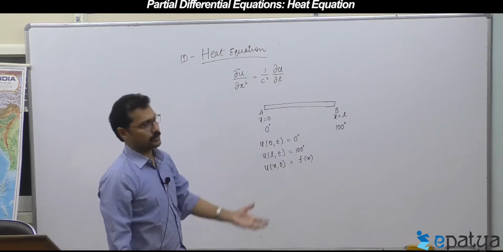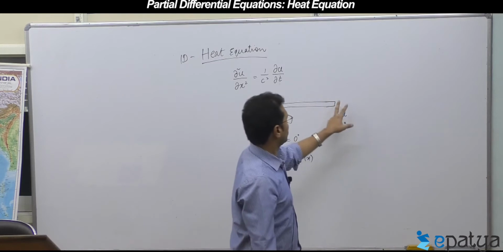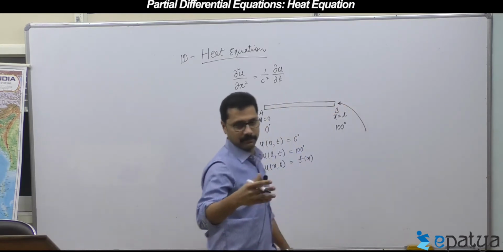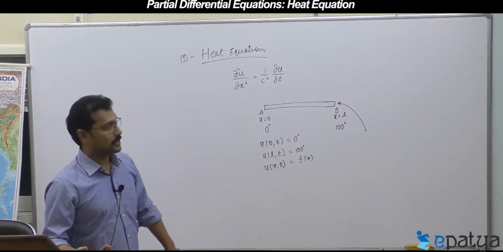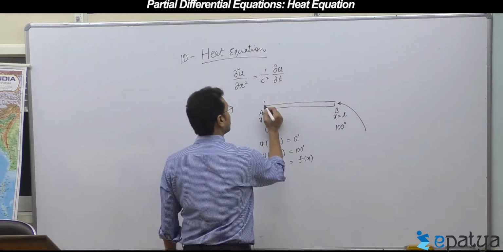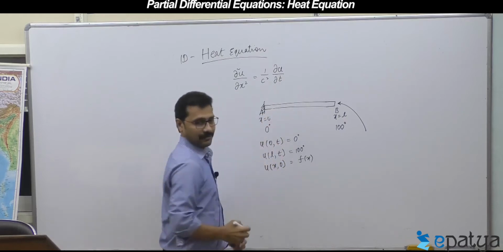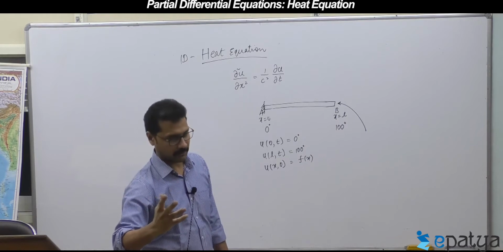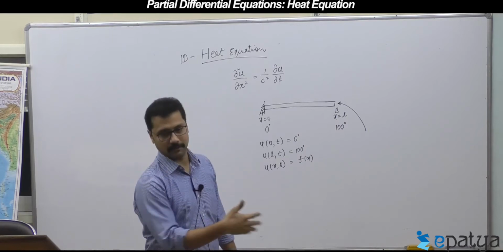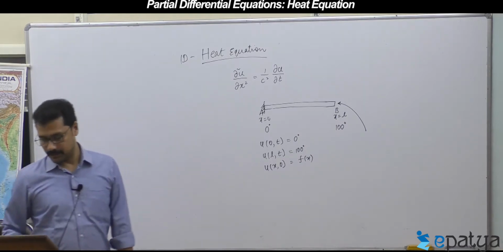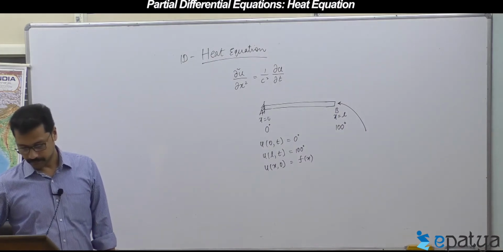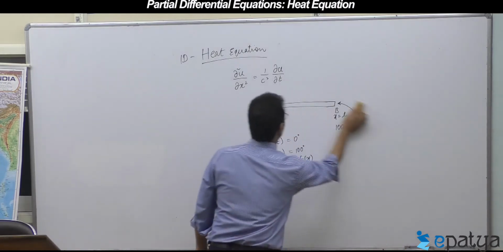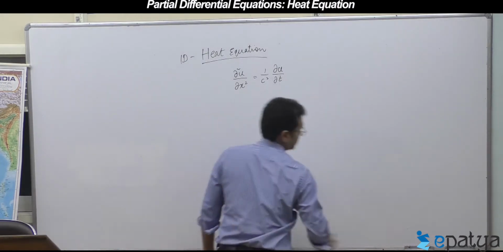Sometimes some kind of heat flux will also be supplied from one of the ends. Sometimes we insulate this end. Insulation can also be done. There are different scenarios altogether, and each scenario we will try to solve. Now we'll go with the first scenario.